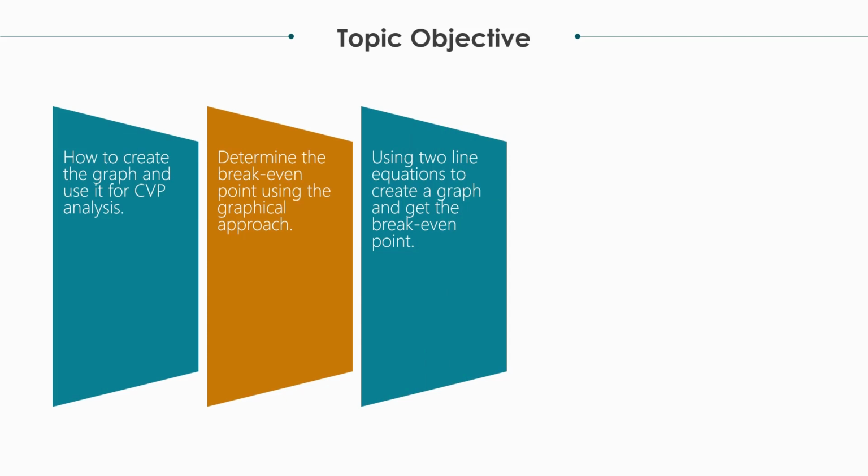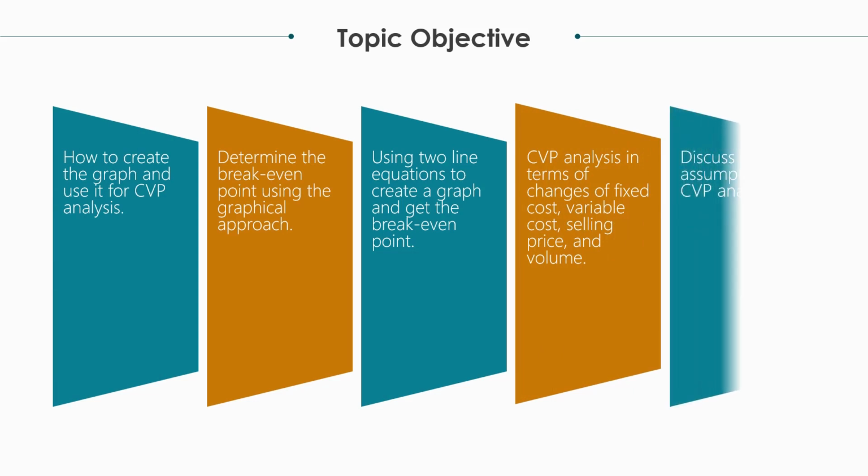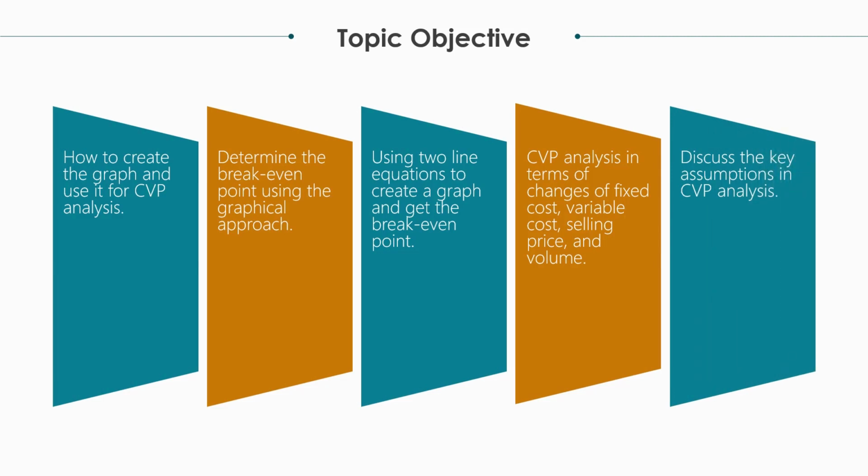This is a supplemental discussion in addition to the graphical approach if you find an alternative way of getting the break-even point. CVP analysis in terms of changes of fixed costs or variable costs or selling price and volume. And lastly, we will discuss the key assumptions in cost volume profit analysis.